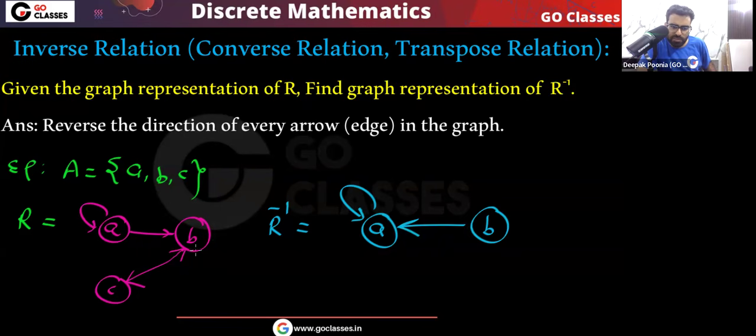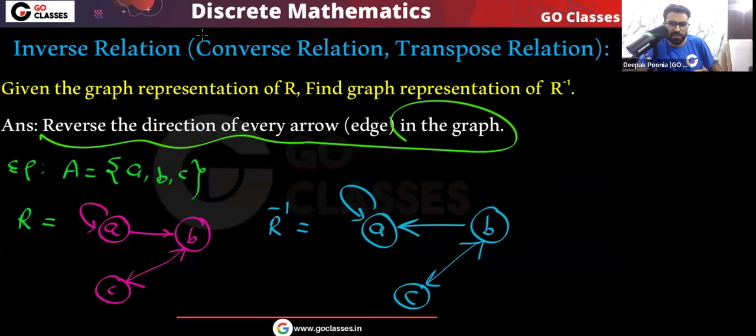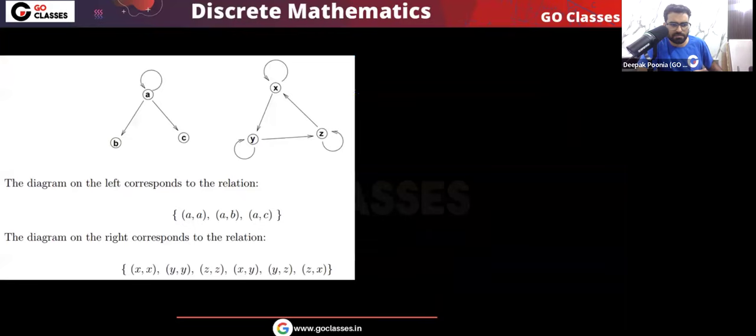Because this is bidirectional, here you have an edge from B to C. If I reverse it, it will become C to B. Also, I have an edge from C to B. If I reverse it, it will become B to C. So you can see that it will again be bidirectional. Very simple. This is how you can find the graph representation of R inverse: just reverse the direction of every edge in the graph representation of R. Consider this example for practice.